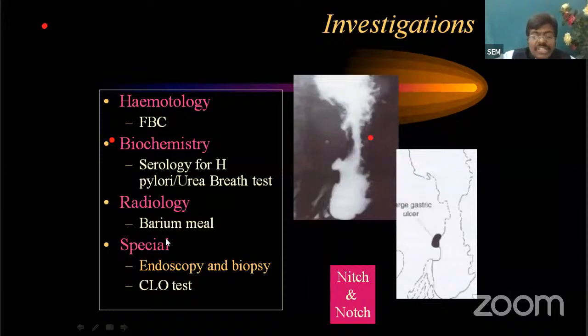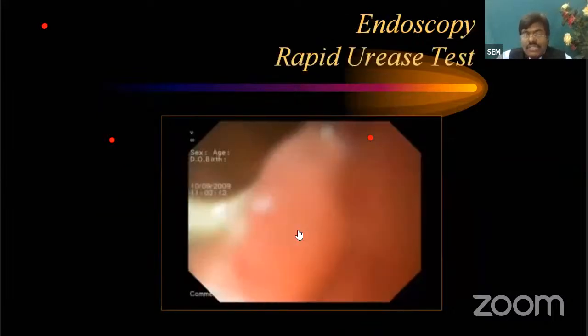And a special investigation, of course, is endoscopy. Endoscopy is the investigation of choice, not only for carcinoma stomach, but for all upper abdominal symptoms or even for acid peptic disease. And there, in addition to a biopsy, we also do a test called a rapid urease test or Campylobacter-like organism test, that is the CLO test or RUT test.